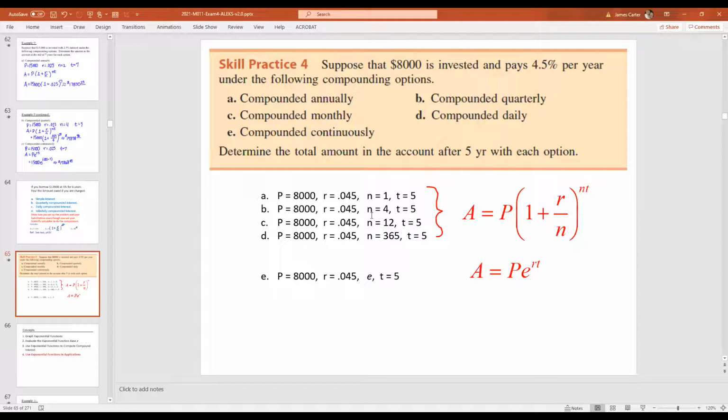And daily, we're going to have 365 here for n and up here. So that one's going to get pretty big, but that one in example D is only going to be pennies less than if we do it continuously using this formula.